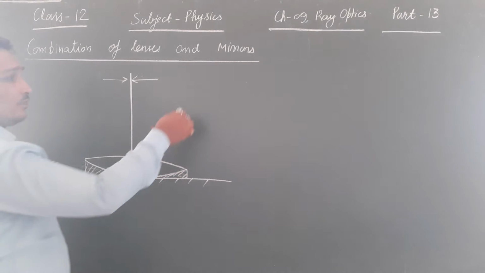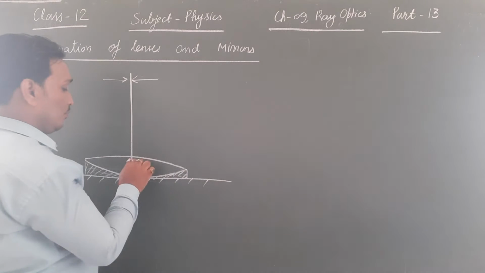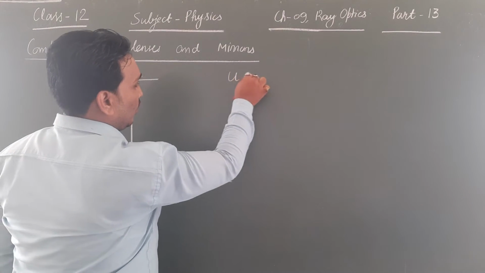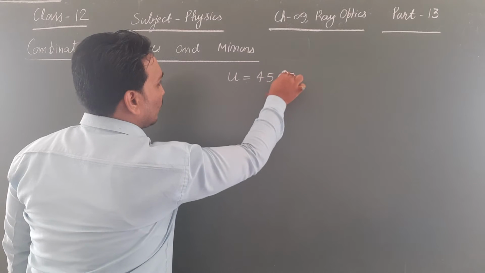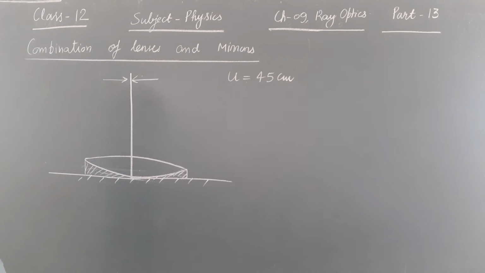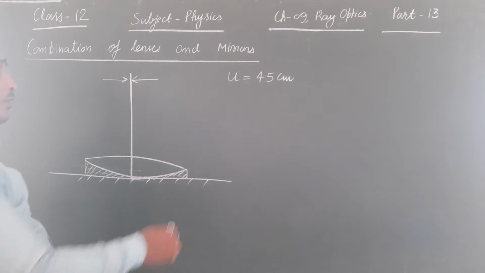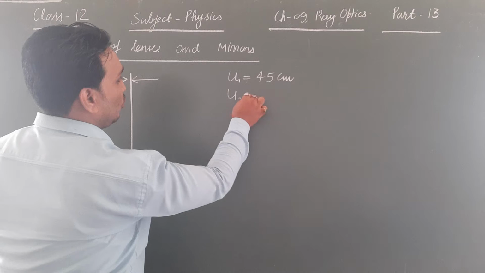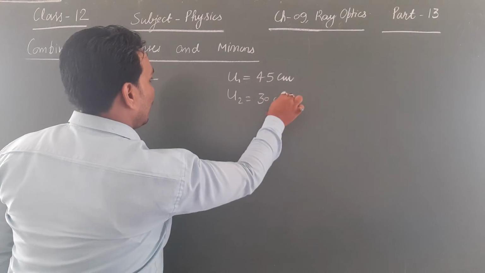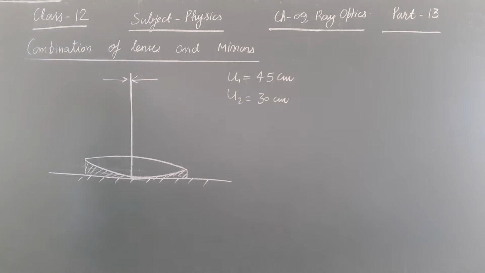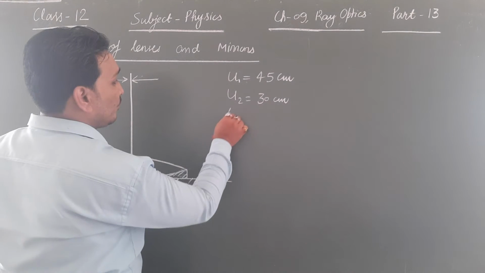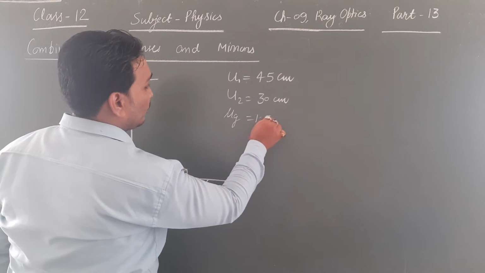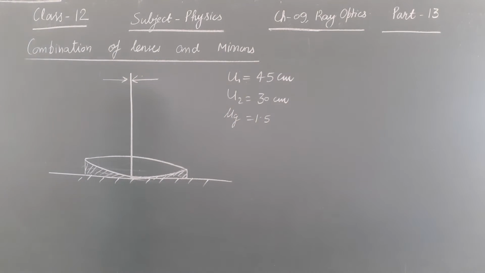In that case, the distance of the object from the lens is 45 centimeter. Now this experiment is repeated after removing the liquid. Now that distance comes out to be 30 centimeter. The refractive index of the material of the lens is given, mu g is 1.5. What is being asked? What is the refractive index of the liquid between the lens and the mirror?